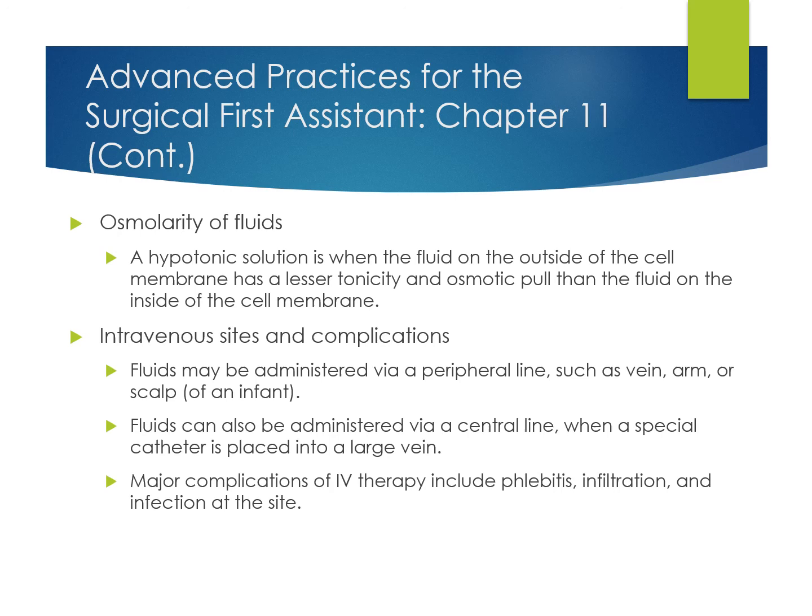IV sites and complications. Let's focus on this a little bit. We can give fluids to the patient through a peripheral line, like in a vein, arm, or scalp. Typically the scalp is reserved for infants. They can also be given through a central line with a special catheter that's in a large vein. The complications of IVs can include phlebitis, infiltration, and infection at the site. So a lot of times once these patients are not needing fluids through these sites, they will try to get rid of the IV just so it's not a breeding ground for infection.